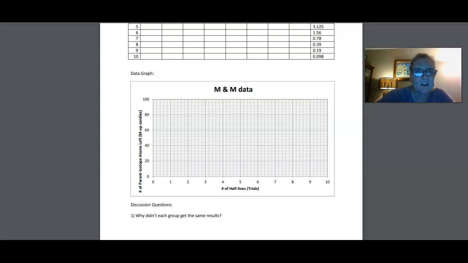So I'm going to end up having two lines. One's going to be black and one's going to be blue. Sorry about that, I'm learning this whole thing just like everybody else. So on your graph, you're going to have a black line with your data and a blue line with the class average data. That's what you're graphing on this graph.